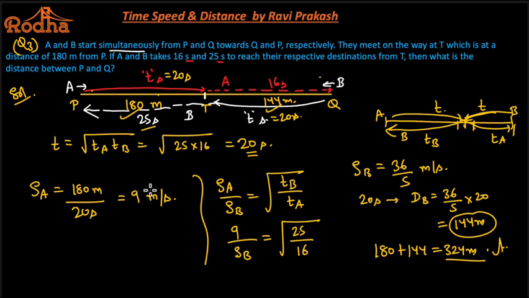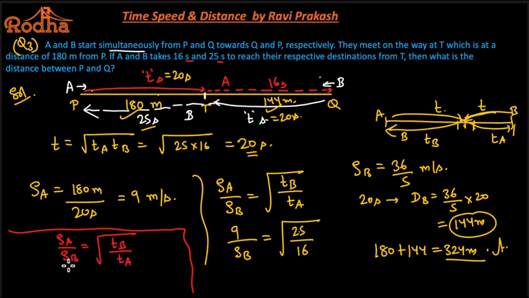We could also have done this another way. There is one more way I can think of here. I can simply write SA upon SB is equal to under root TB upon TA. And we know that for the first part, time is constant, because both have run for T seconds.